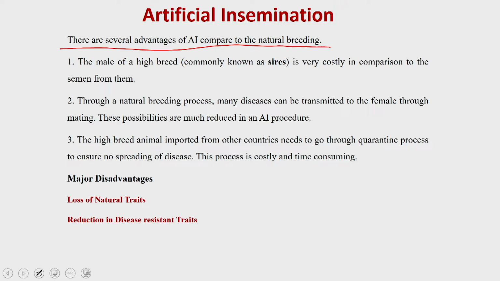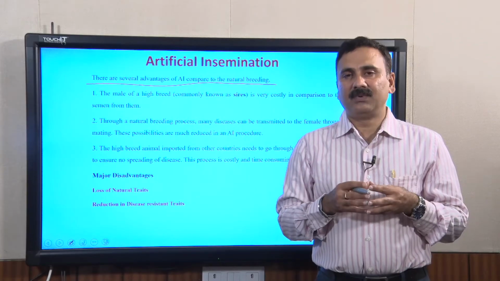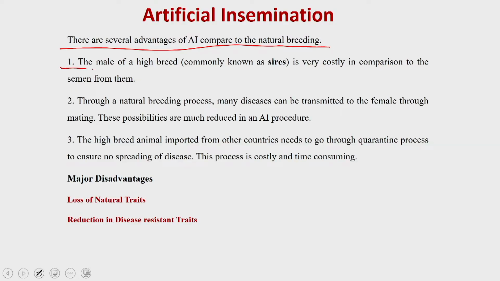There are several advantages of artificial insemination compared to natural breeding. One of the major advantages is that you are able to introduce the desirable traits whichever you like. In that case, you use the male of a hybrid, which means the breed which is desirable and required for different types of purposes. For example, if you are looking for a breed which should be very powerful for agricultural purposes. The breed used for artificial insemination is known as the sire, and it is very costly in comparison to its semen.